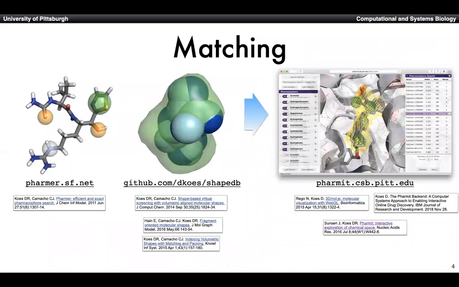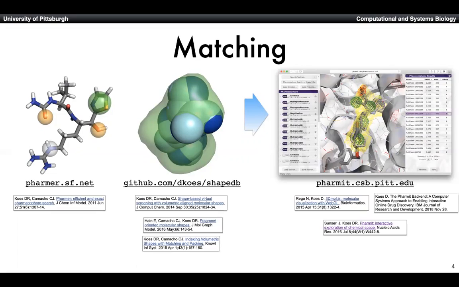So starting with matching, this is sort of equivalent to searching the internet and returning all the web pages that contain a given keyword. And so instead of a keyword, we're asking for a specific pharmacophore, which is a 3D arrangement of essential interaction features like hydrophobicity or hydrogen bond donors or molecular shape.